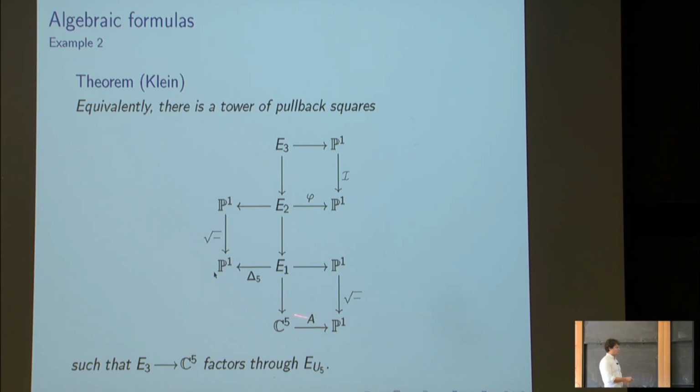OK, you've got this covariant A that he writes down. You take a square root. You have the discriminant of the quintic. You take a square root. And then you can push everything down to the icosahedron. And that will give you the quintic.